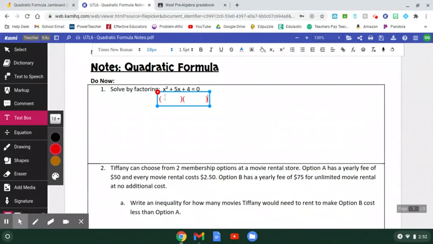Because it's x squared, I know it's going to be x and x, since x times x gives me x squared. For the numbers that come after, I'm looking for a pair of numbers that multiply to 4 and combine to a positive 5. In this case, it would be a positive 4 and a positive 1. It does not matter the order you put those in. So I've just got my plus 4, my plus 1, and all of that still equals 0.